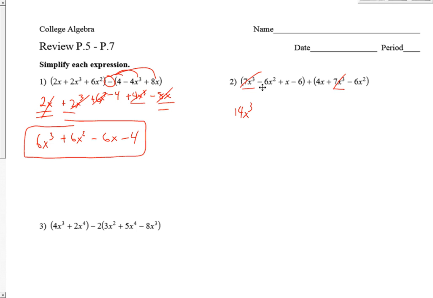And I look, I have a negative 6x squared and another negative 6x squared. When I add those together, I get negative 12x squared. And when I cancel those out, I can see that I have a positive x and a positive 4x for a positive 5x. And then I have this minus 6 left here to finish off my simplification.